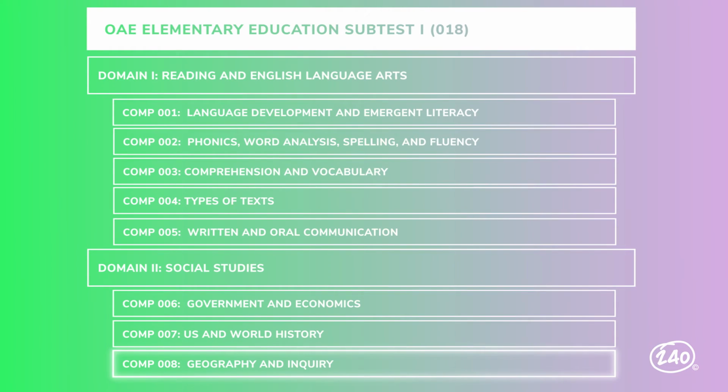Let's get into our last competency. Competency 8 is all about geography and inquiry. This covers human and physical geography as well as working with visual tools like charts and maps. Let's dig into using maps right about now.